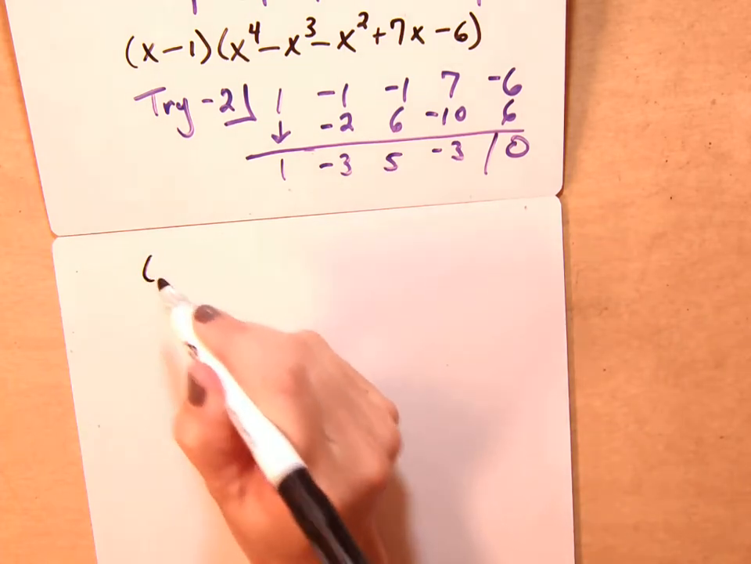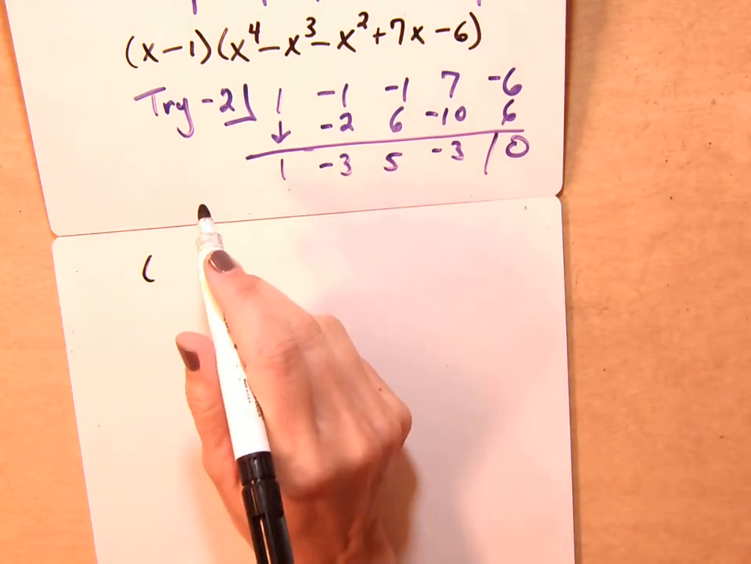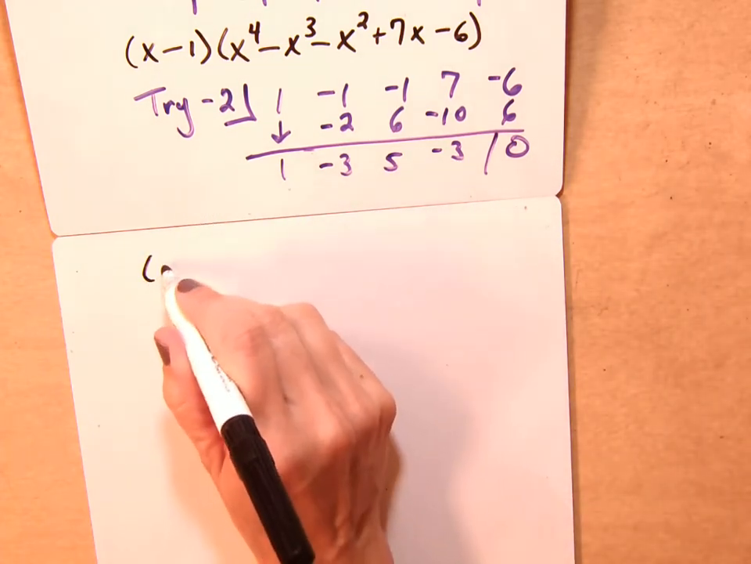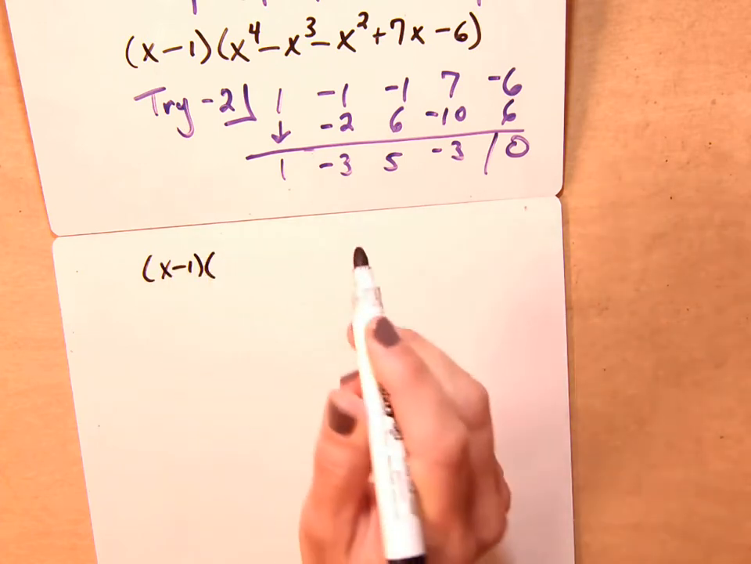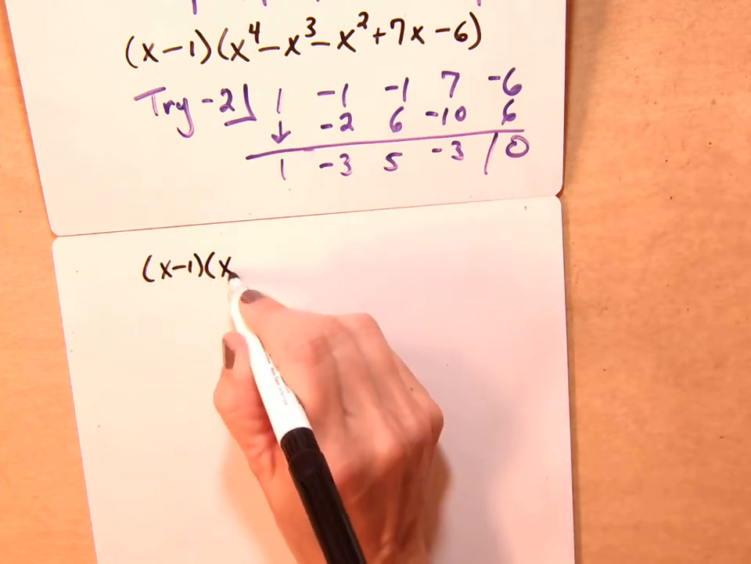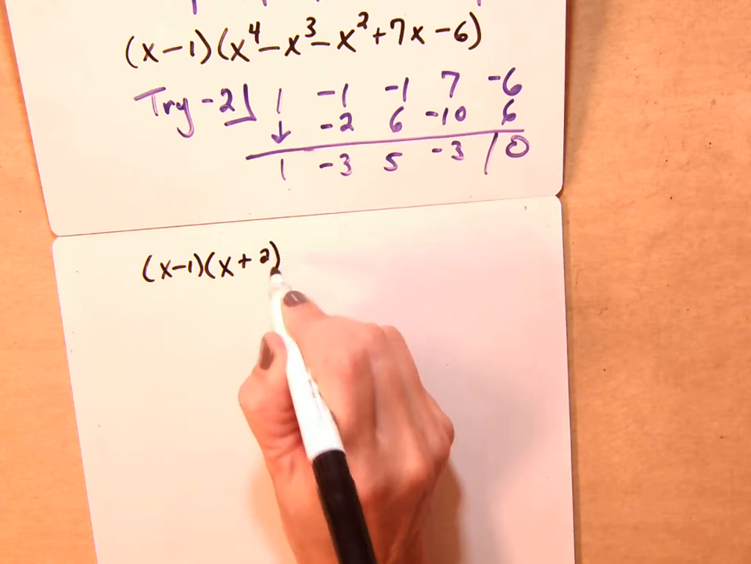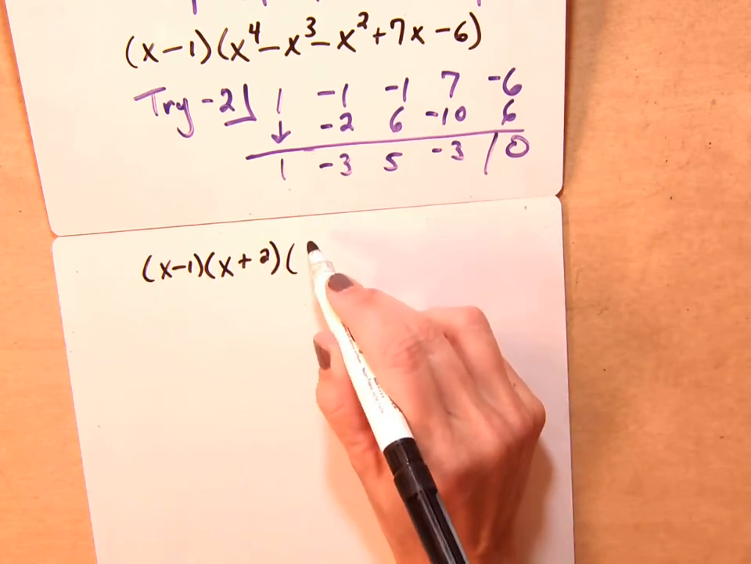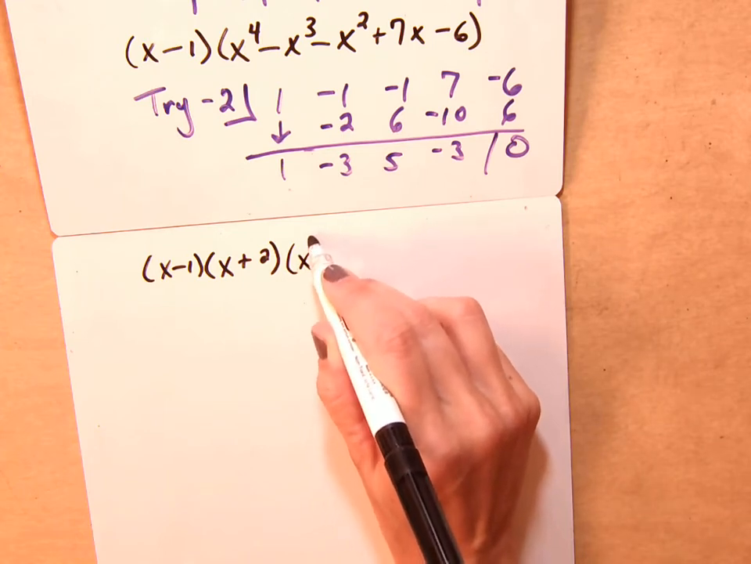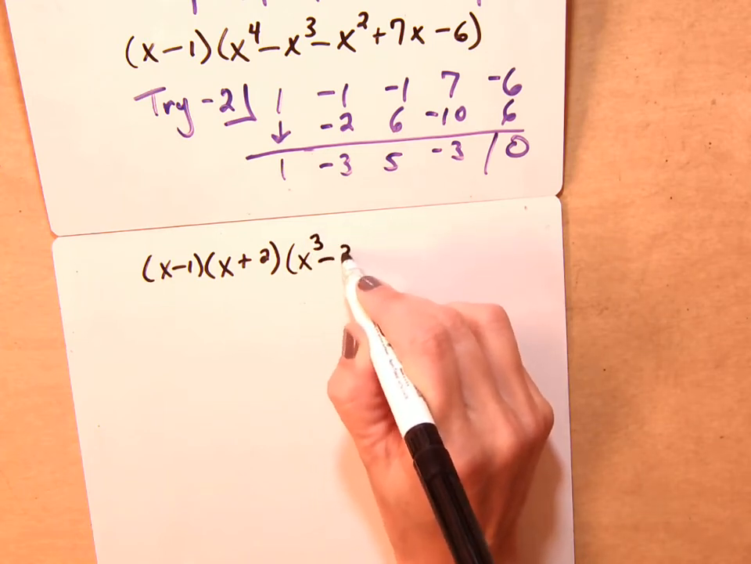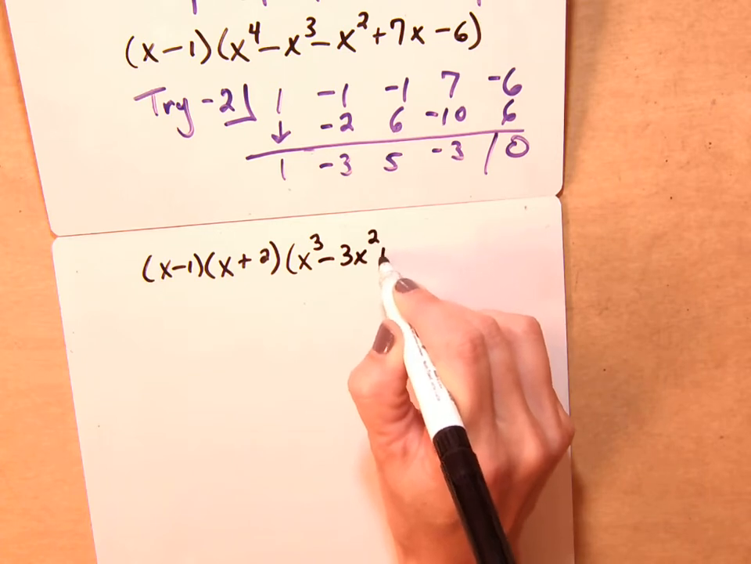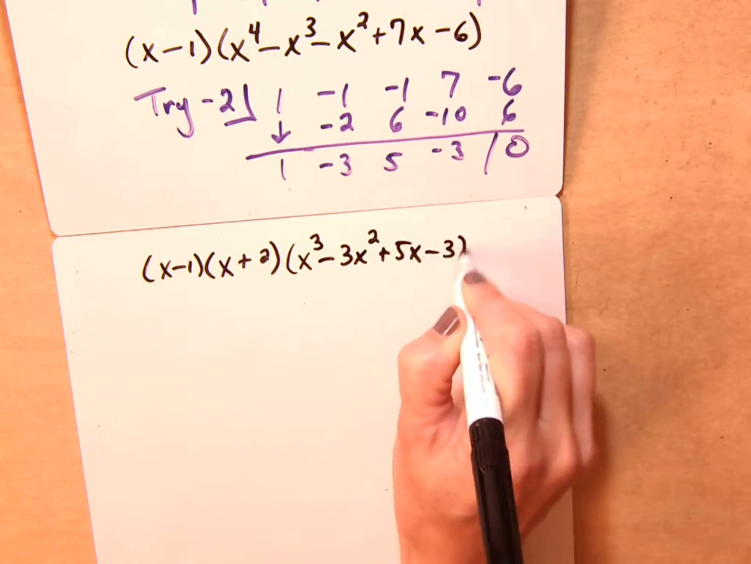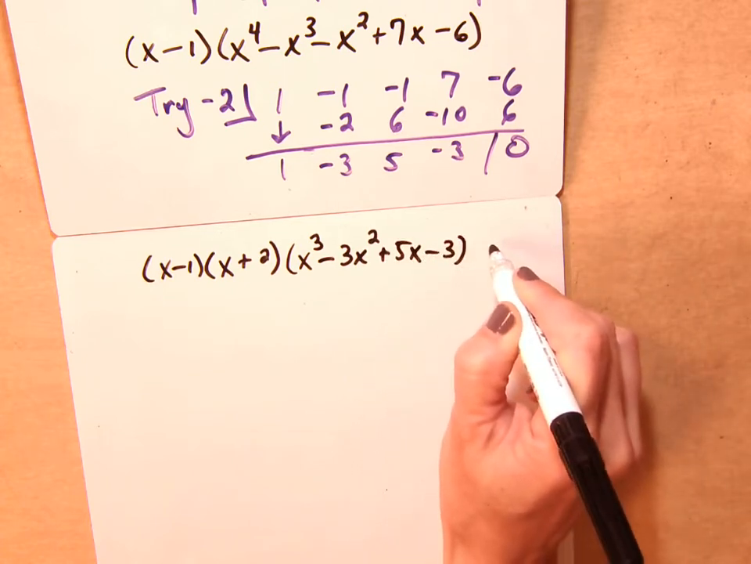What do we have now? What was the first factor we found? Good, good. And what's the new factor we now know? Right, opposite sign. And then we're going to use these coefficients. Now it's cubed, right? We keep breaking down the degree. x cubed minus 3x squared plus 5x minus 3 equals 0.